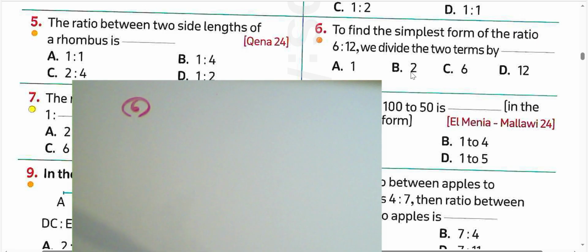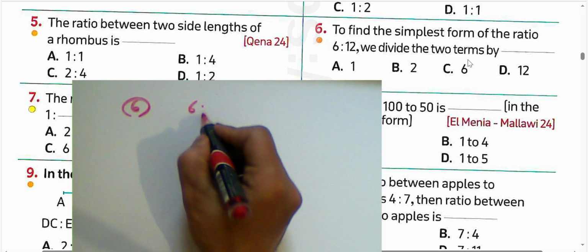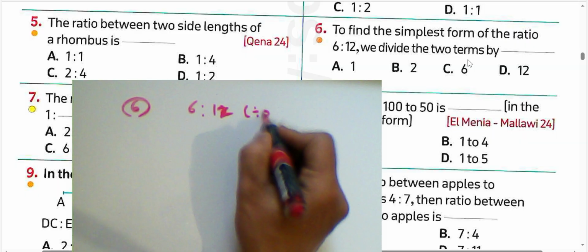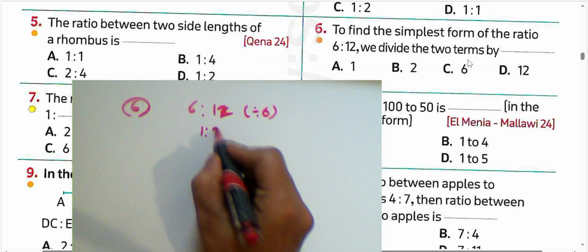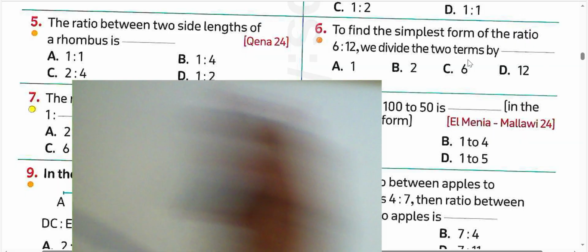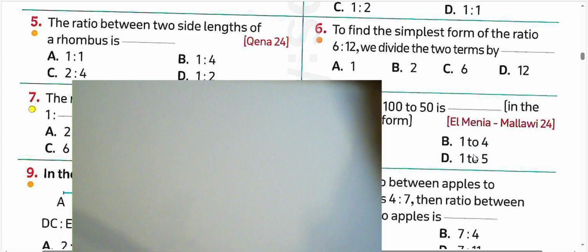Number 6. To find the simplest form of the ratio 6 to 12, we divide by 6, because 6 is the highest factor between the two numbers. Then the result will be 1 to 2. Next question.